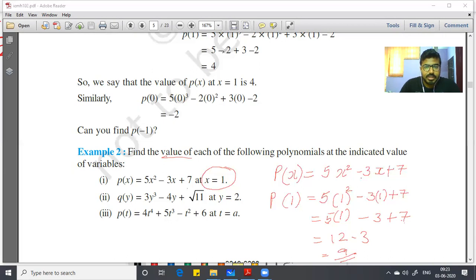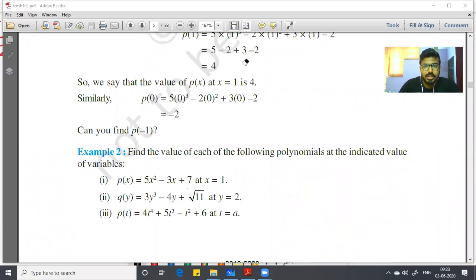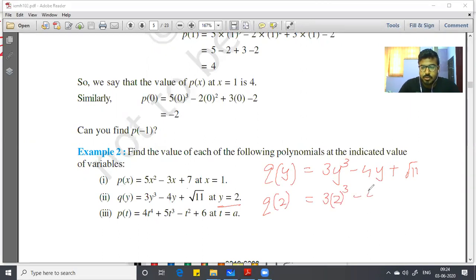In the same way, the same with the second one, q of y equal to 3y cube minus 4y plus root 11. Now what is the value of y you have to give? y is equal to 2 is given, so you have to substitute 2. So q of 2: 3 into 2 the whole cube minus 4 into 2 plus root 11.